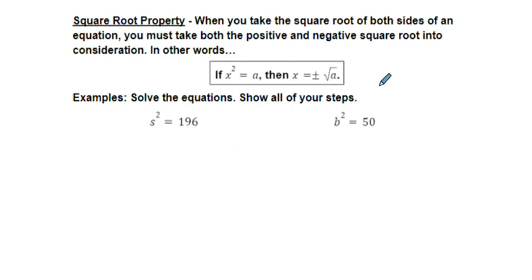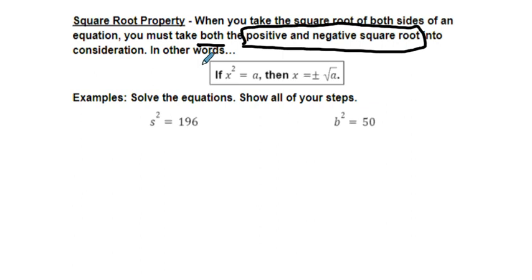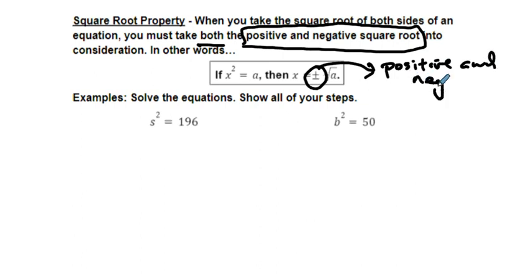All right, so the square root property, and this says basically what I just told you. When you take the square root of both sides of an equation, you must take both the positive and negative square root into consideration. You need to have both of these. And then it's got this thing. In other words, if x squared equals a, then x equals plus or minus the square root of a. That means positive and negative, right? I mean, they're kind of interchangeable.